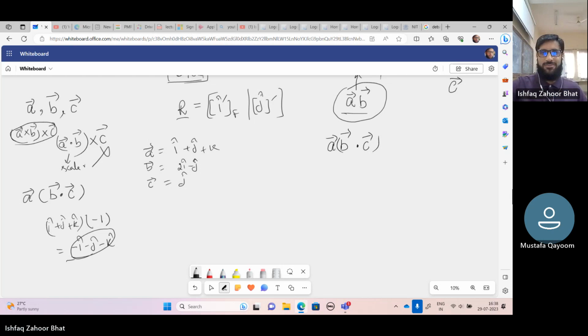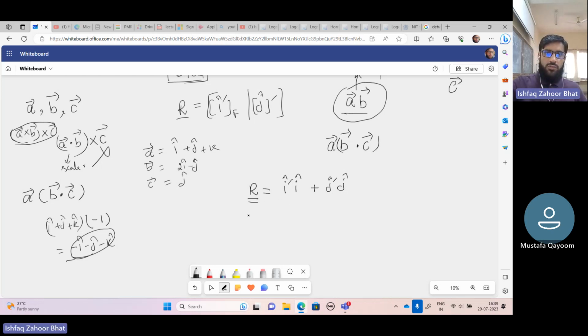Okay. So now see what will happen. I will define some dyad, which we also call a tensor. So R, let me take it as I dash I plus J dash J. See, this is a vector like A, and this is a vector like B. This is a vector like A, this is a vector like B. So I have defined a dyad like this.